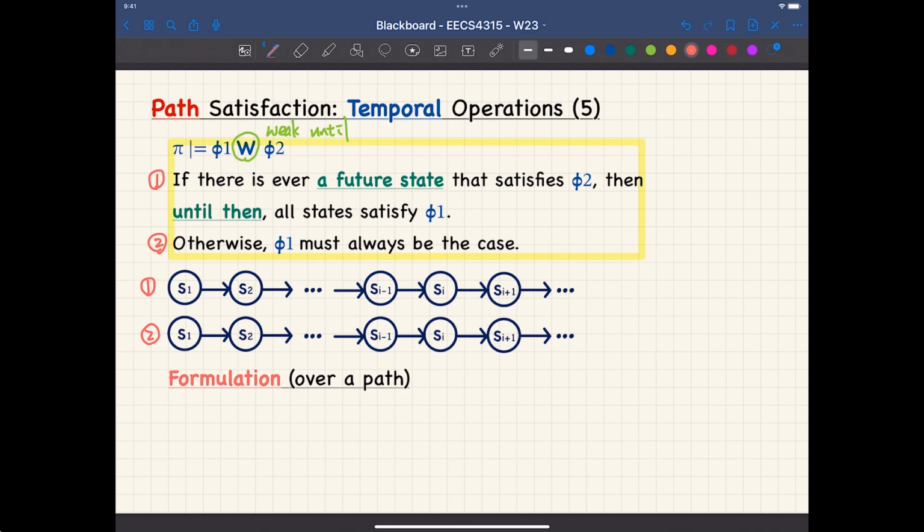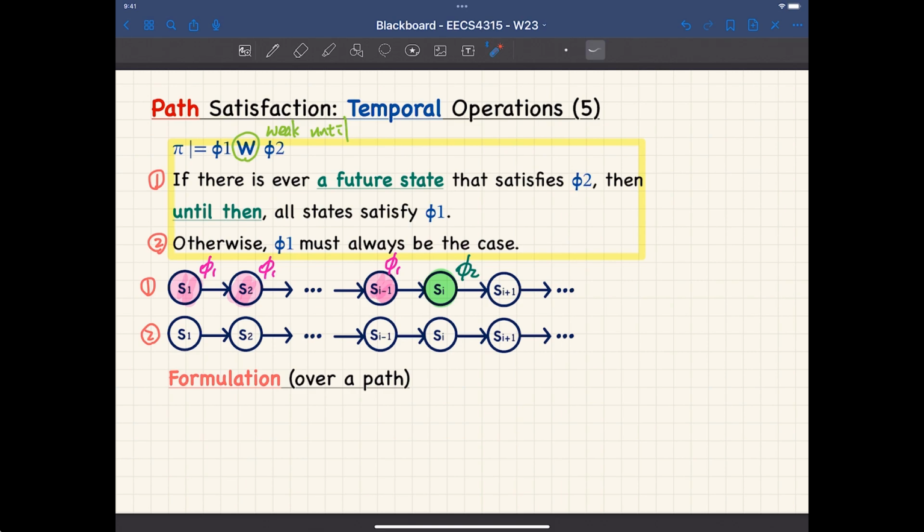Number 1 is more like the until operator that we talked about. At some future state, phi 2, and then at least all the states before that should be satisfying phi 1. And of course, if you want to extend the truthfulness of phi 1 beyond this point, that's also fine. But it should be at least until here.